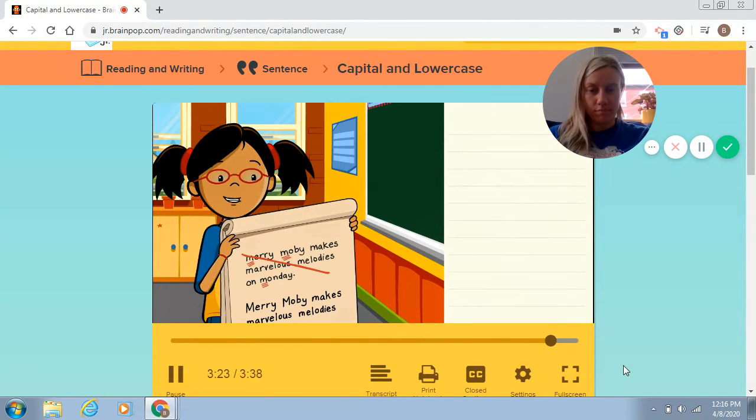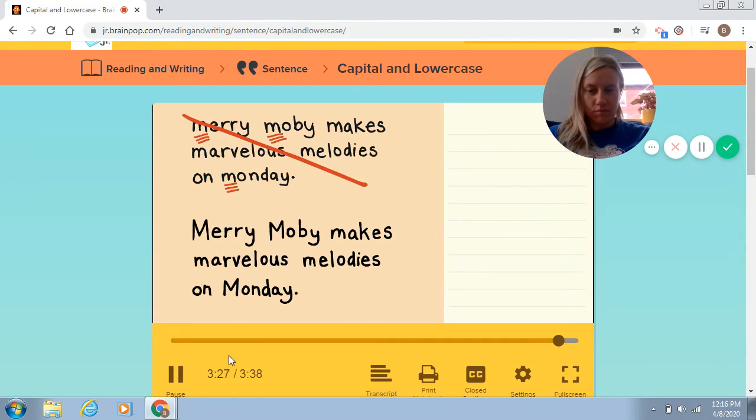I finally capitalized all the right words in my tongue twister. Try saying it out loud, Moby.